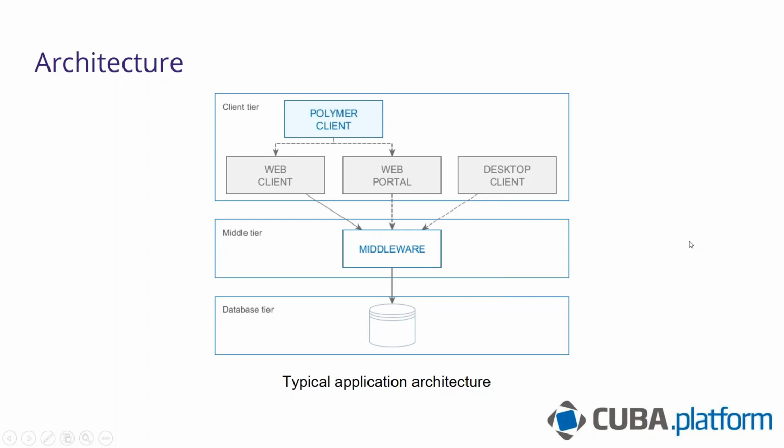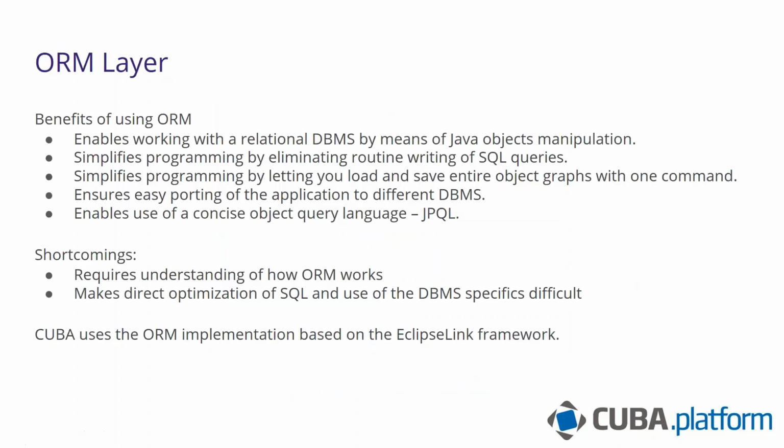ORM layer is the component of the middle tier. So here we have connection to the database. What is the ORM layer? In fact, Cuba Platform uses a special ORM layer to access the data from middleware. Object relational mapping is a special technology for linking relational databases to programming language objects. In our case, to Java classes. So we have mapping between Java objects and database tables.